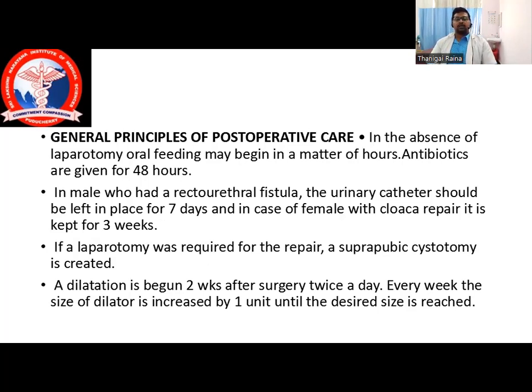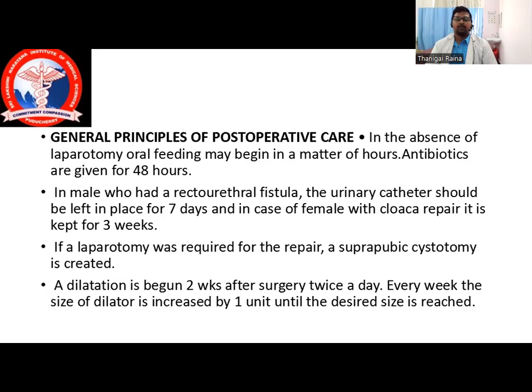So what are the general principles you should follow in postoperative care? In the absence of laparotomy, oral feeding may begin in a matter of hours. Antibiotics are given only for 48 hours. In male babies who had a rectourethral fistula, the urinary catheter should be left in place for 7 days, and in females with cloaca, it is kept for 3 weeks. So it's a point you should take home: for male babies with rectourethral fistula, place the catheter for only 1 week. For cloacal repair in female babies, place it for 3 weeks.